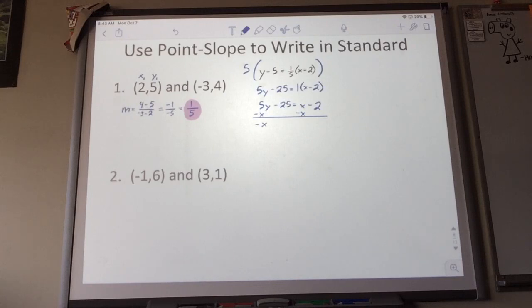So negative x plus 5y minus 25 equals a negative 2. We still need to move that 25 over, so add 25. So that cancels out, gives you negative x plus 5y equals 23.